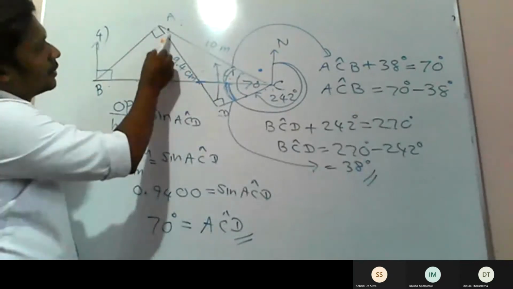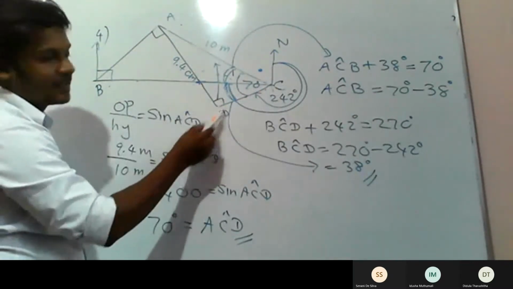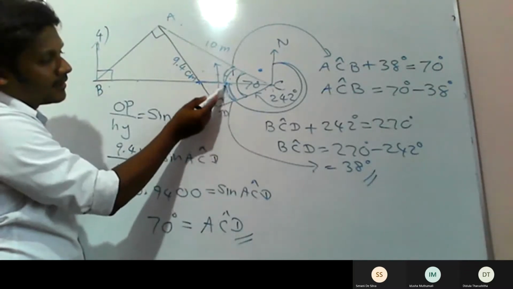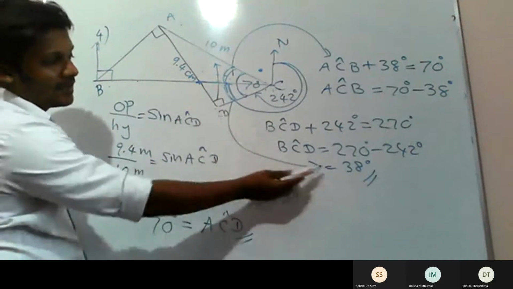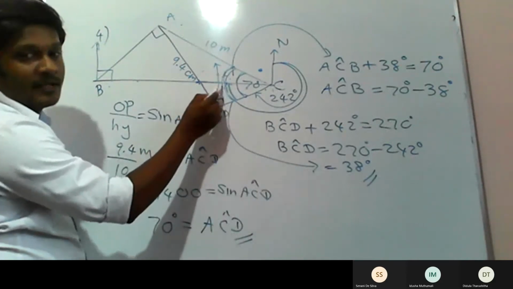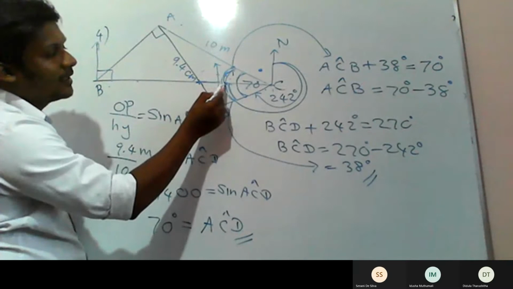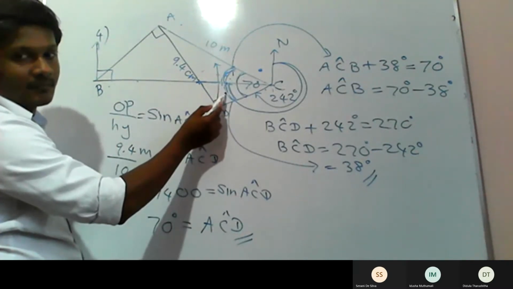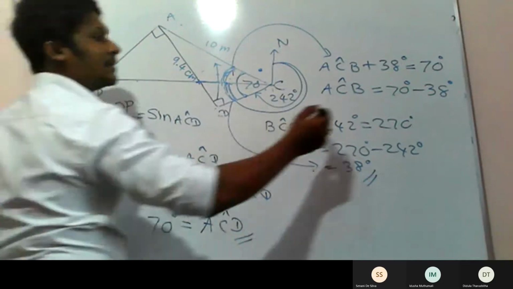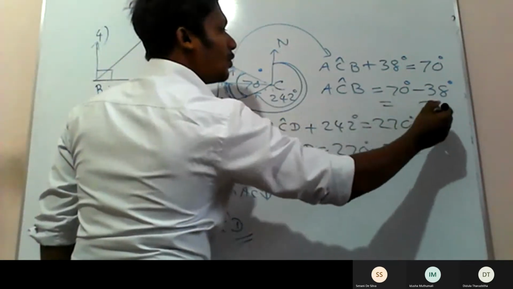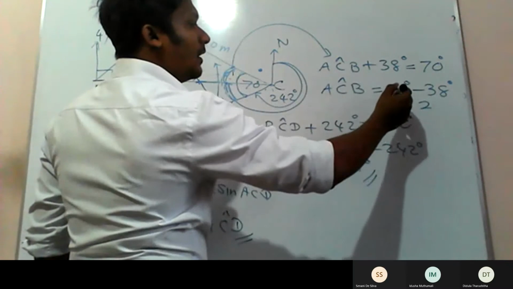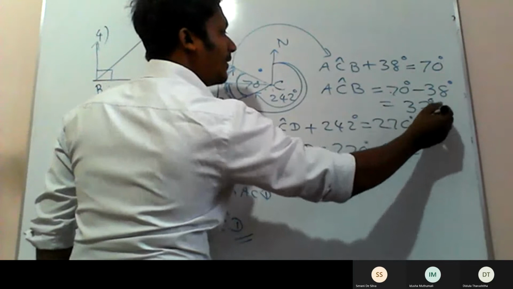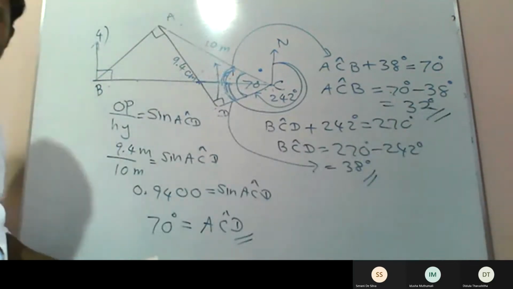Right? Because you know that the angle ACD, the full angle, is 70 degrees. But this angle BCD is 38. Therefore, the remaining angle equals 70 degrees minus 38 degrees. Then the answer is 32 degrees.